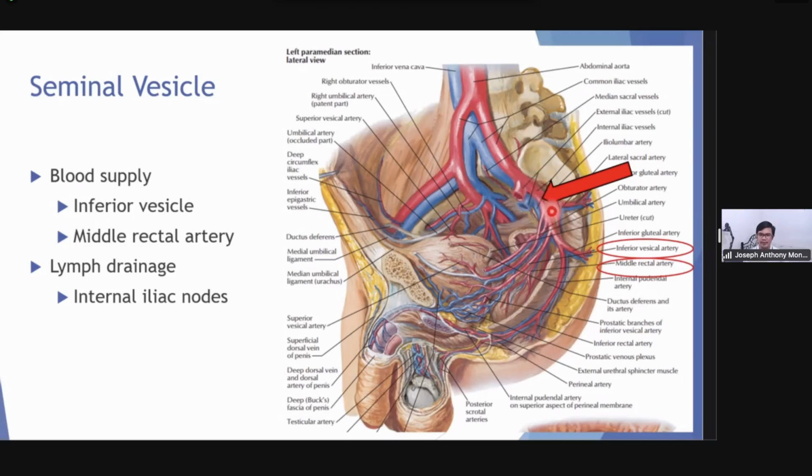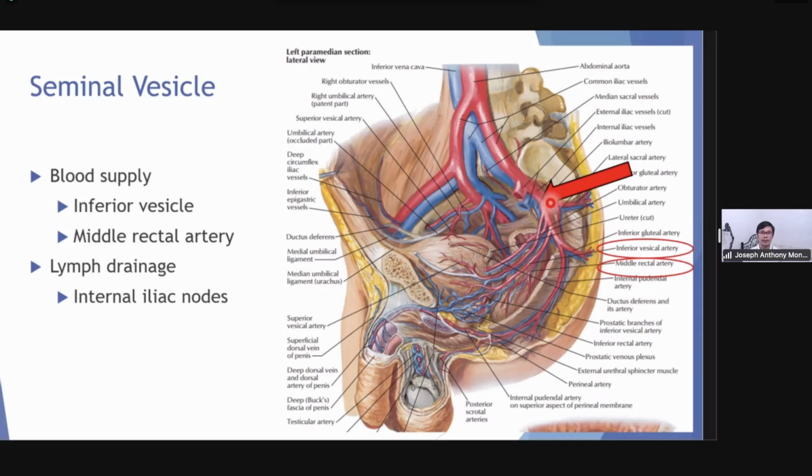Anyone? Dr. Aponce? Sige. Iliolumbar. I'm sorry, come again? Iliolumbar po ba yun? It's quite near. Okay, it's actually your internal iliac artery. So this one, this is your internal iliac artery.